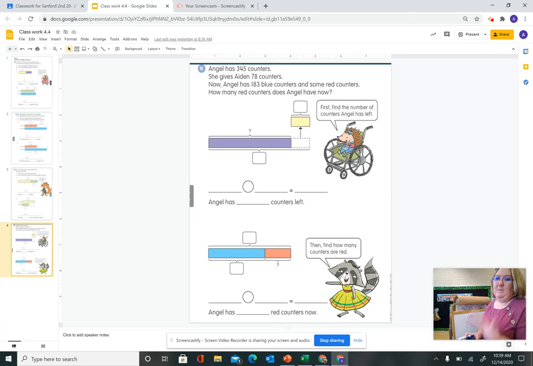So now I can do my second part. The second part says Angel has 183 blue counters and some red counters. So how many red counters does Angel have? We can take our 267 total counters and we can subtract her 183 blue counters to get our answer for how many red counters she has.